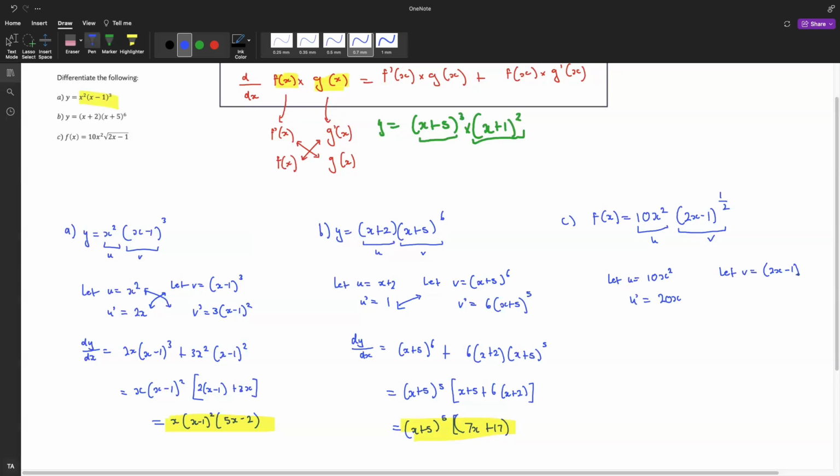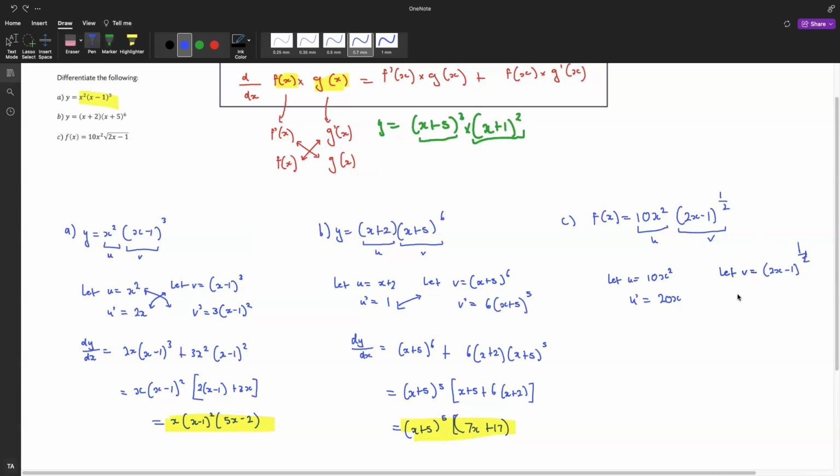Oops. Sorry about that. Let's just rewrite that one. It's not rubbing out for some reason. Let's just do that again.